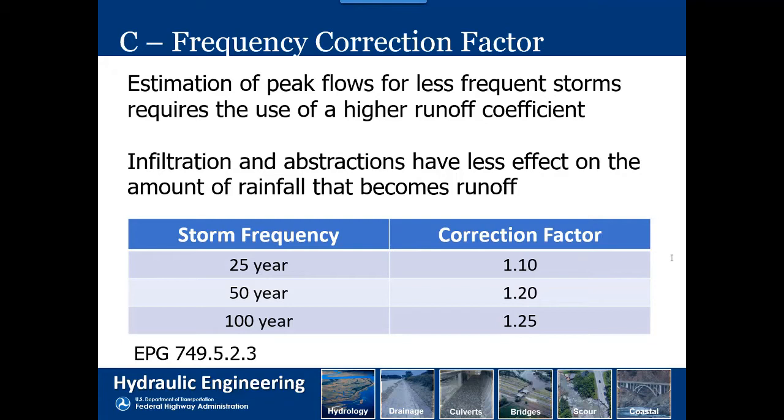Whatever your composite C comes out to be for the 25-year, you multiply by 1.1, or for the 100-year, 1.25. And if you're below 25, you just use the C factor, no correction. Exactly, and you never go over a C of 1. So if you had a 0.98 for a road and then you correct it for the 100-year, you can't go higher than a 1 for your C value. Any questions about that? Thanks, Colin.